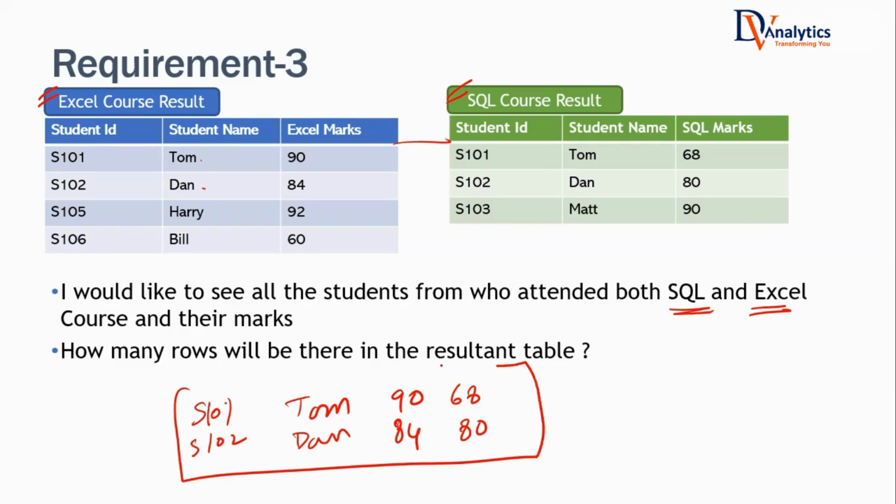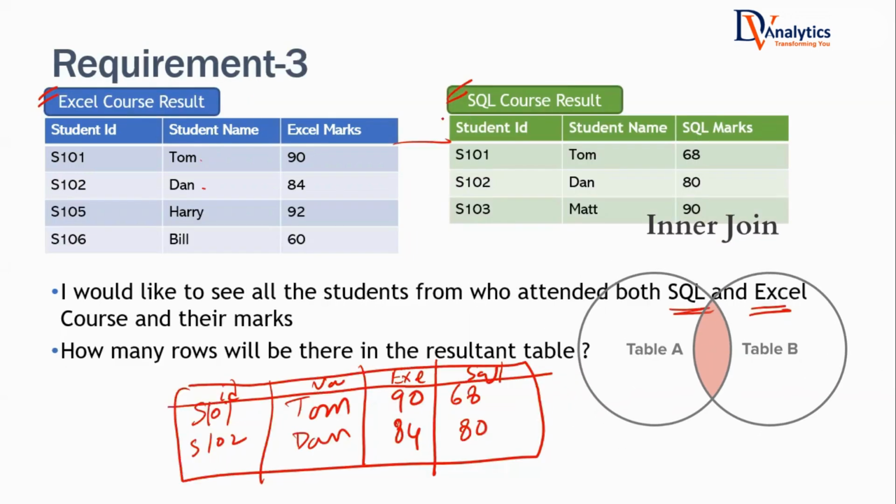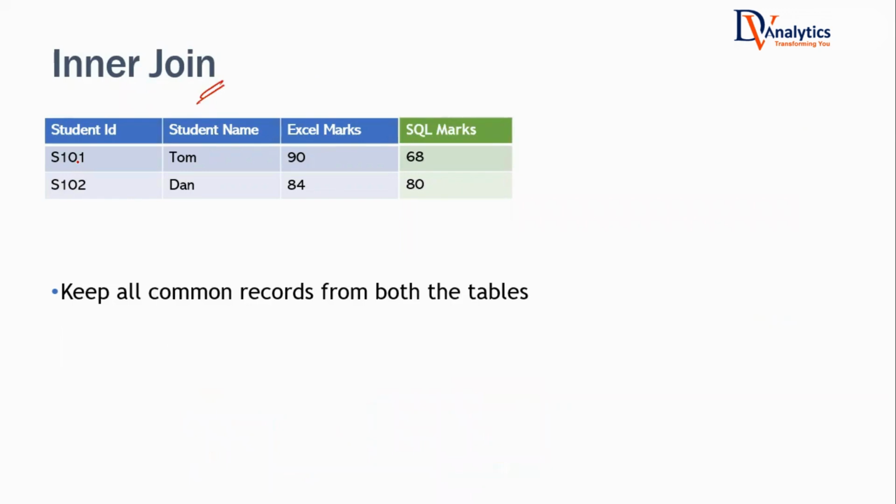That is it. This will be the resultant table with just 2 rows and the respective column names: student ID, student name, Excel marks, and then SQL marks. So intersection area is what you are taking. If you are interested in knowing the data which is present in table 1 as well as table 2, that type of join is known as inner join. Inner join is slightly different. Outer join contains more data. Outer join, you will fix one table, the data from that table will be there. Inner join is only intersection data. Okay, that is requirement 3.